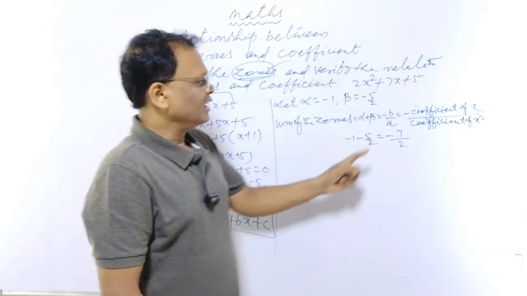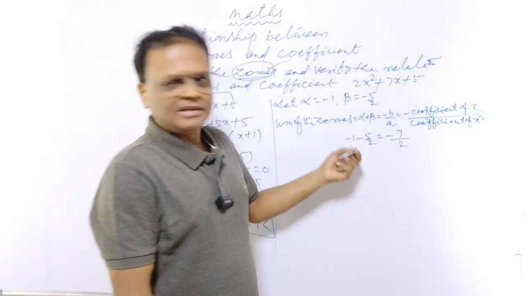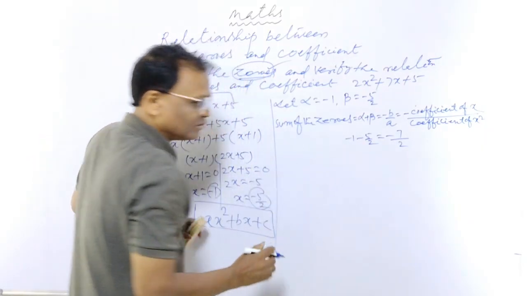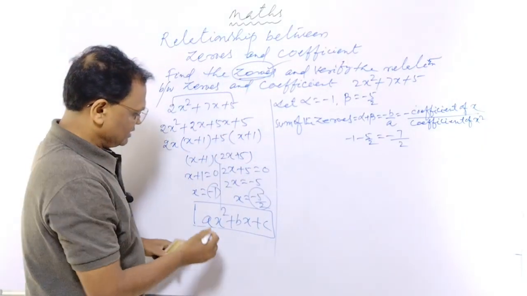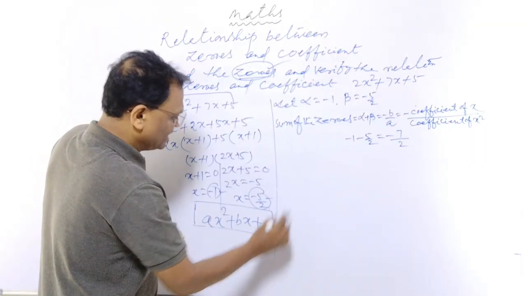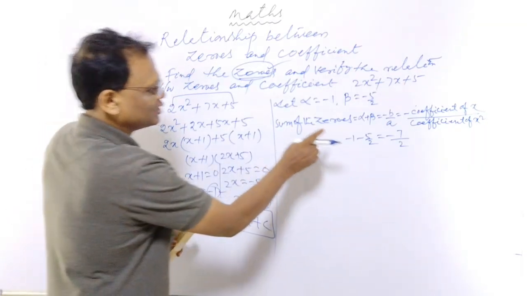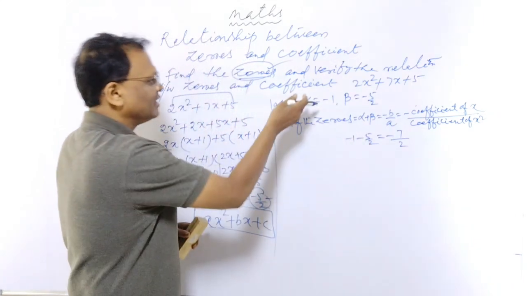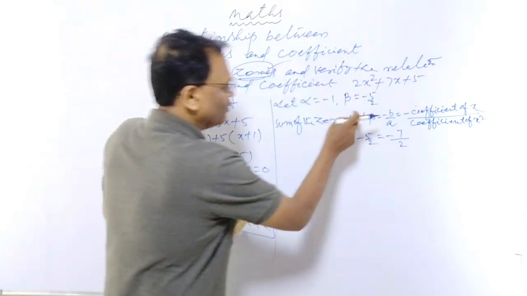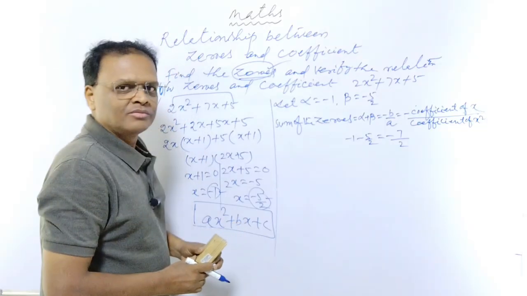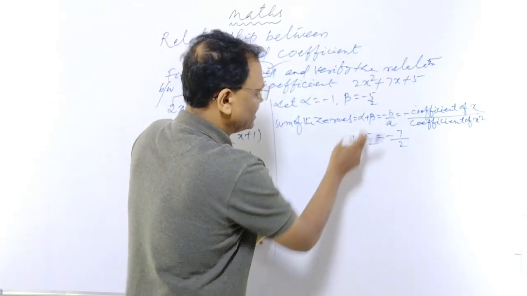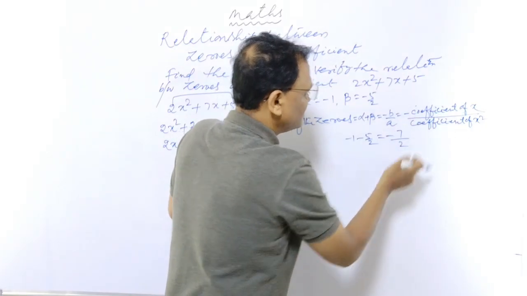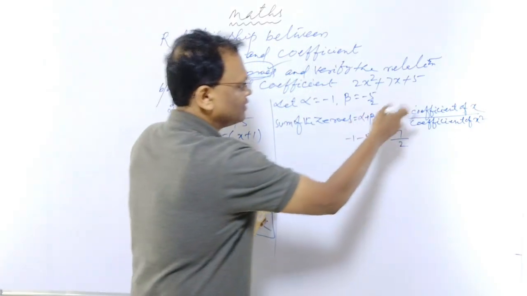If you are not writing minus b by a, no problem, it doesn't matter. So what have I written? Sum of the zeros. What are the zeros I got? The zeros are minus 1 and minus 5 by 2. That means you can think like this also: alpha is minus 1 only, and beta is minus 5 by 2. Minus 1 minus 5 by 2 is equal to minus of the coefficient of x.